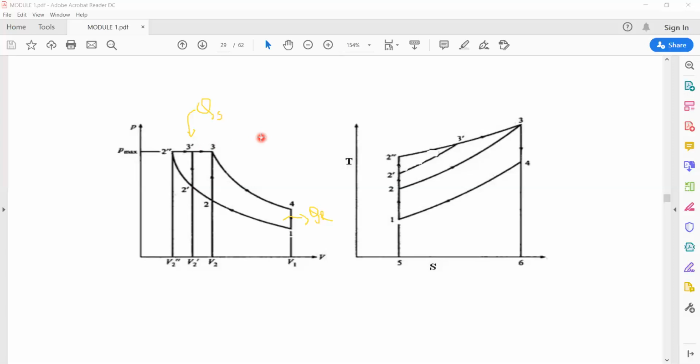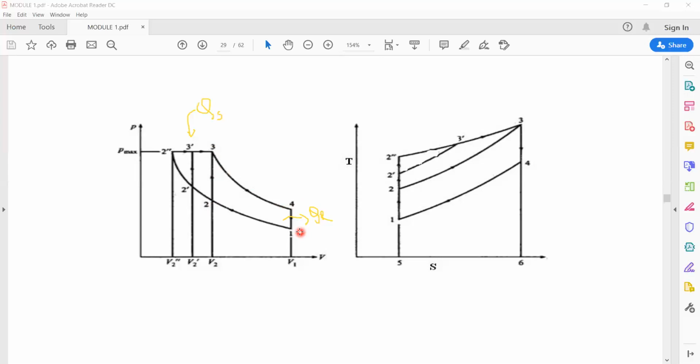So in dual cycle, we have two adiabatic processes, two constant volume processes, and one constant pressure process. Okay. Similarly, the third one is 1, 2, 3, 4, 1. In this, 1 to 2 is adiabatic compression, 2 to 3 is constant volume heat addition, 3 to 4 is adiabatic expansion, 4 to 1 is constant volume heat rejection.